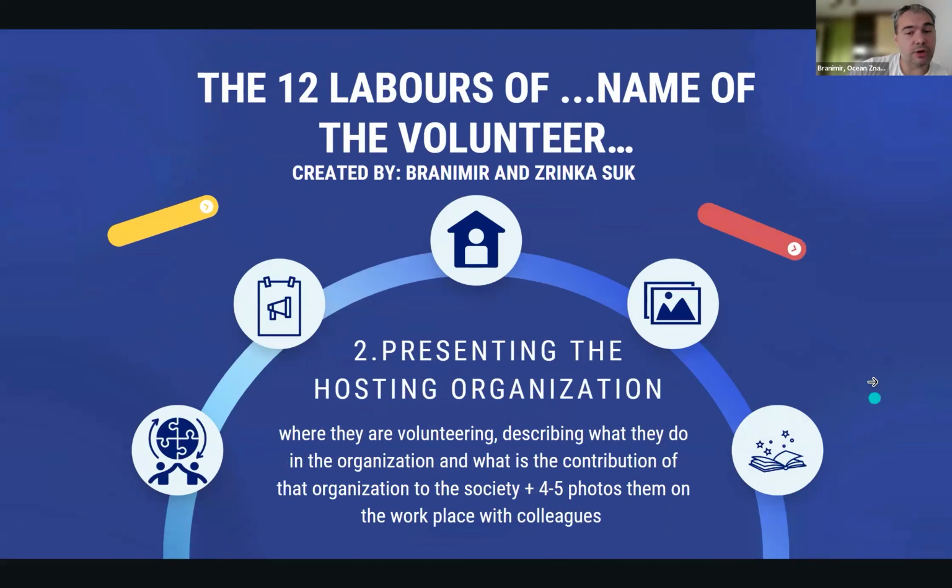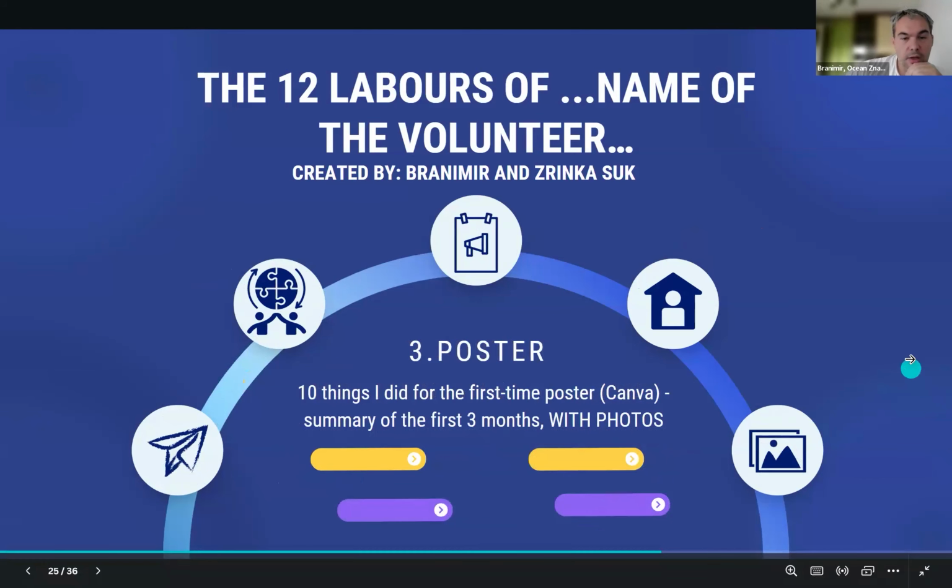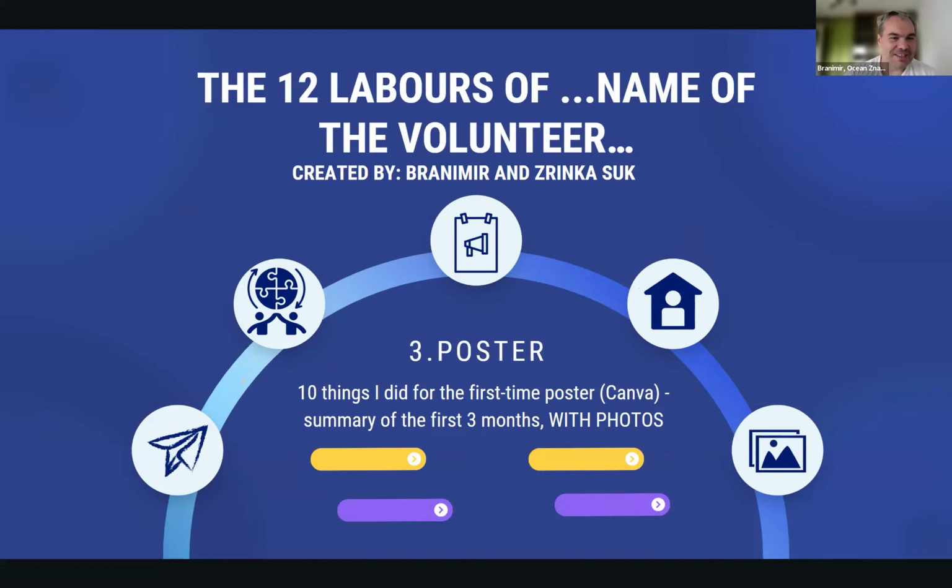Second month, they present the hosting organization, meaning where they're volunteering, what they do, what the organization does, what is their contribution to the organization and to the society that they are staying in. There's going to be 4 or 5 photos of them on the workplace with colleagues. And of course, the fabled tool, this 10 things I already mentioned. So this is something we do with all our volunteers. So this also has the potential to be visually very appealing.